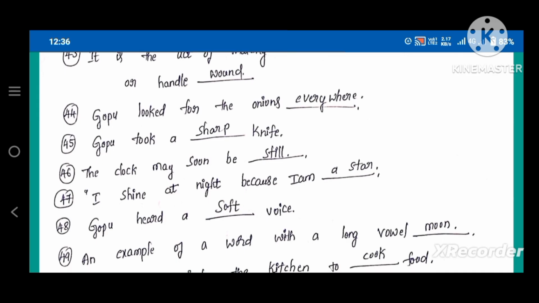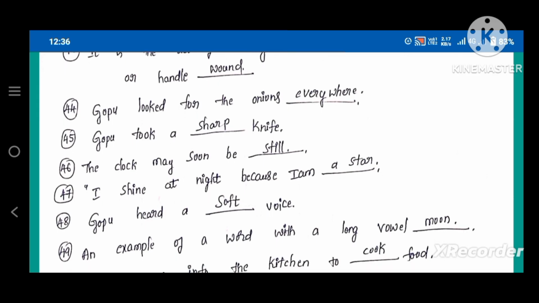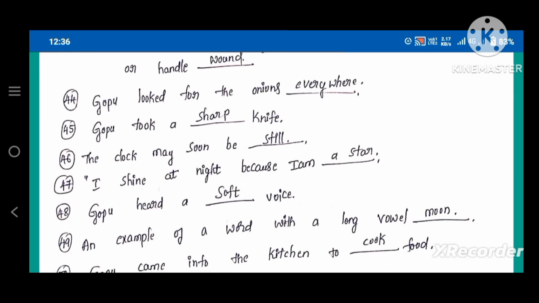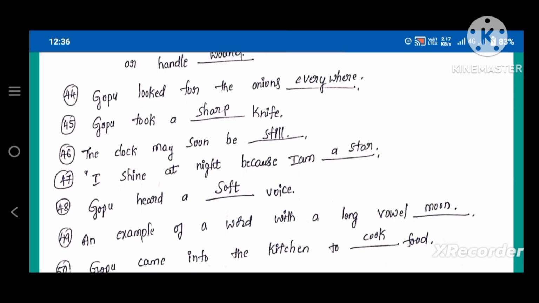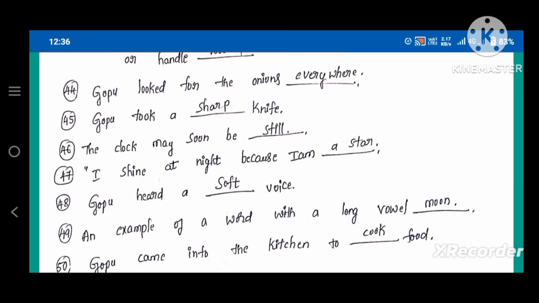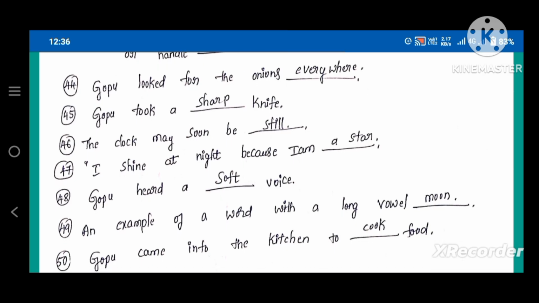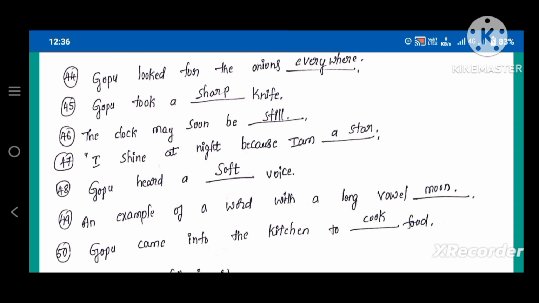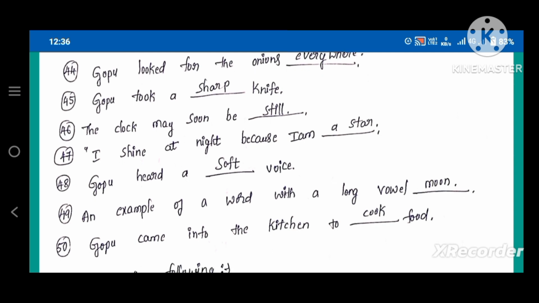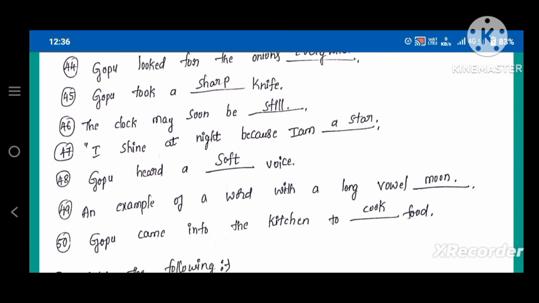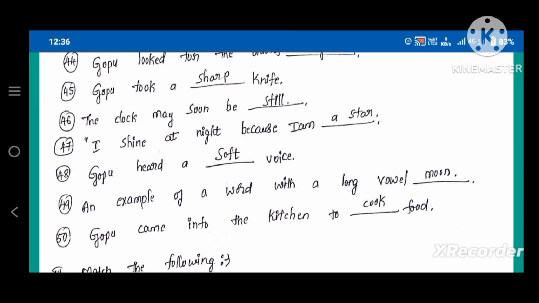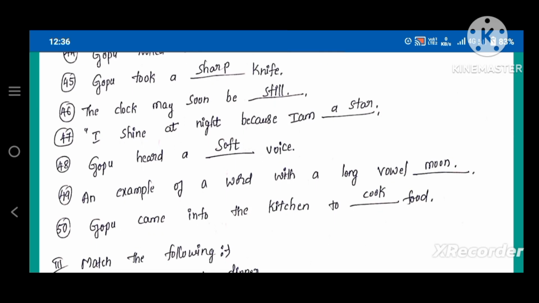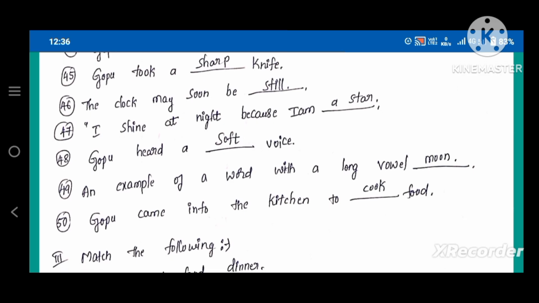44th one, Gopu looked for the onions everywhere. 45th one, Gopu took a sharp knife. 46th one, the clock may soon be still. 47th one, I shine at night because I am a star. 48th one, Gopu heard a soft voice. 49th one, an example of a word with a long vowel, moon. 50th one, Gopu came into the kitchen to cook food. Third main, match the following.